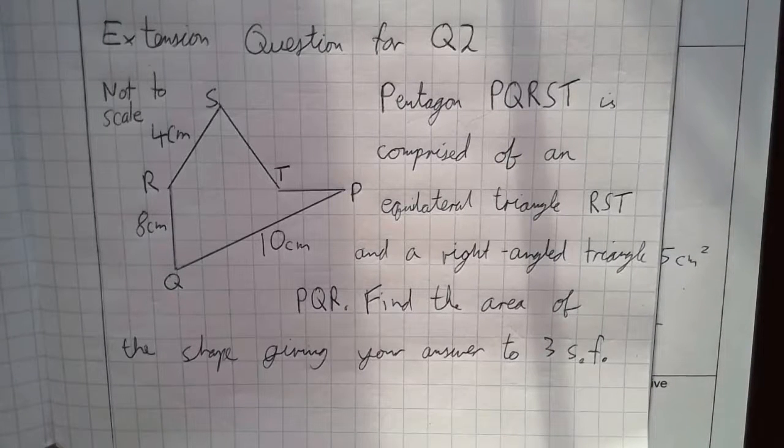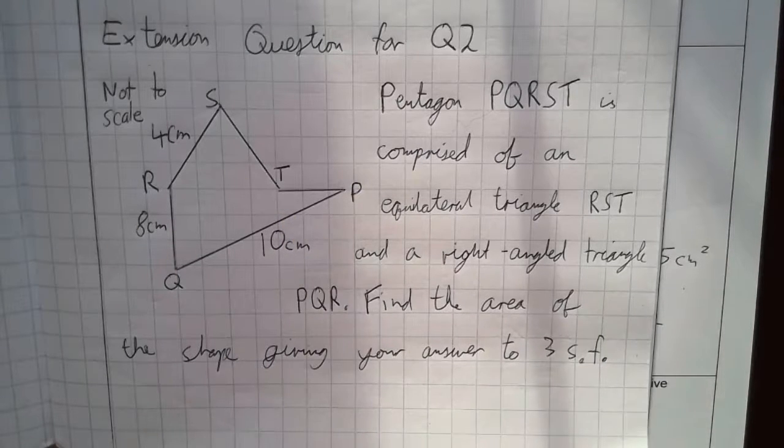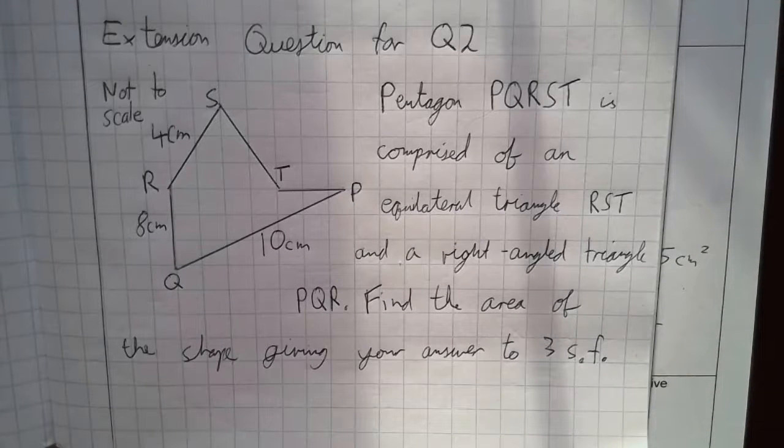So it's not to scale. I've got this shape here. And it's a pentagon, 5 sides. Pentagon PQRST is comprised, that's made up of, an equilateral triangle, RST, so that's an equilateral triangle there, and a right angle triangle, PQR. Find the area of the shape, give me your answer to 3 significant figures. Just find the area of that shape. So I need you to copy, show all working out, and complete that as an extension question for question 2.